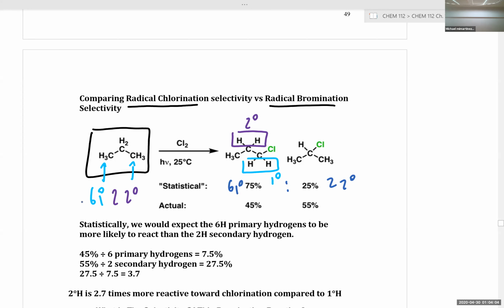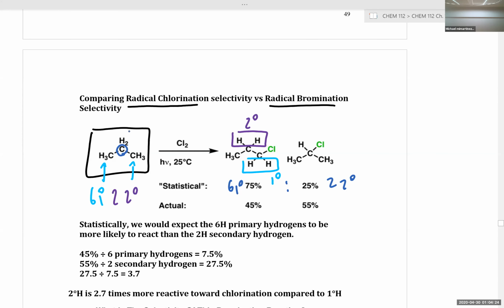And to answer your question for primary, secondary, or tertiary, it's based on the number of carbons attached. So in this case, this hydrogen is attached to a carbon that's only attached to 1 carbon. That's why we call this primary. Well, this carbon here is attached to 2 carbons, so the hydrogens attached would be secondary.